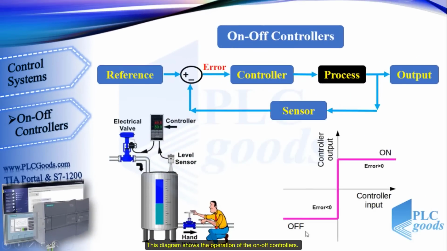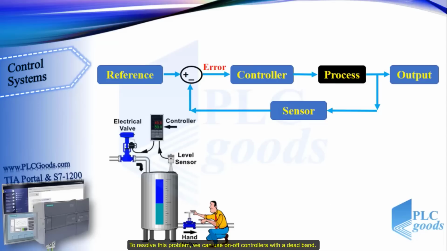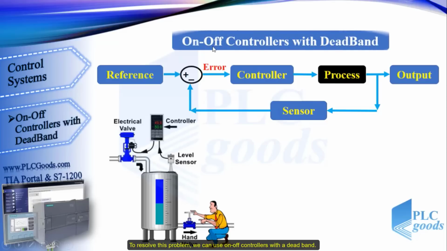This diagram shows the operation of the on-off controllers. As you know, this controller opens the filling valve when the error is positive. Otherwise, its output will be off. The main problem is when the error is close to zero, because in the presence of disturbances, such as fluctuations in the liquid, the controller output will be switched between the on and off states continuously. To resolve this problem, we can use on-off controllers with a deadband.